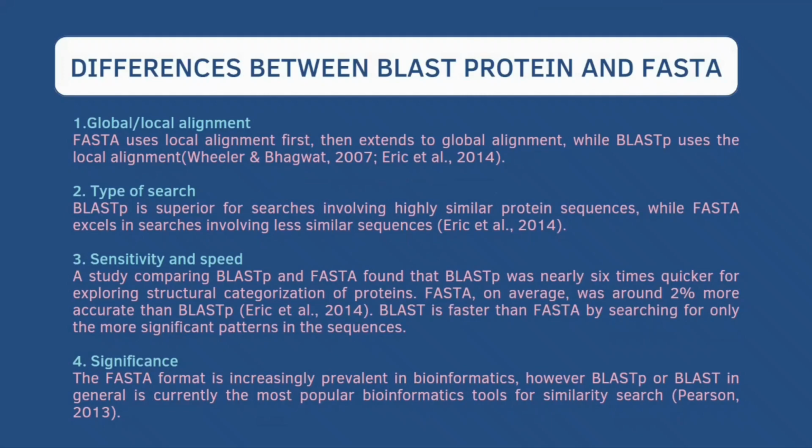In terms of type of search, BLASTP thrives in searching highly similar protein sequences, while FASTA excels at searching less similar sequences. In terms of sensitivity and speed, BLASTP categorizes proteins approximately 6 times faster than FASTA, since it searches for only the most significant patterns. And for the significance part, bioinformatics is increasingly using FASTA, but BLASTP, or BLAST in general, is still the most prominent similarity search method.